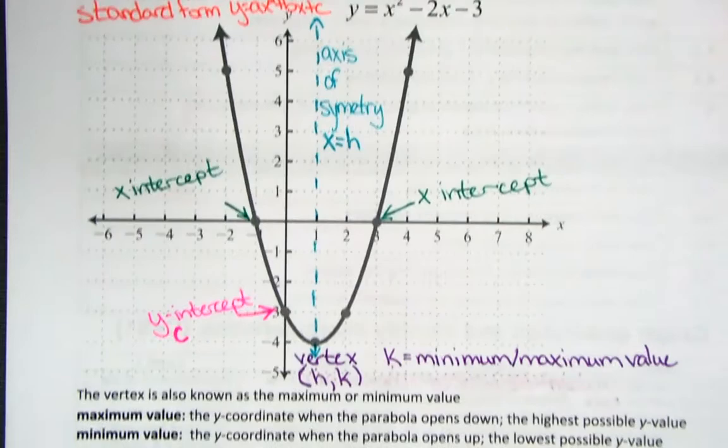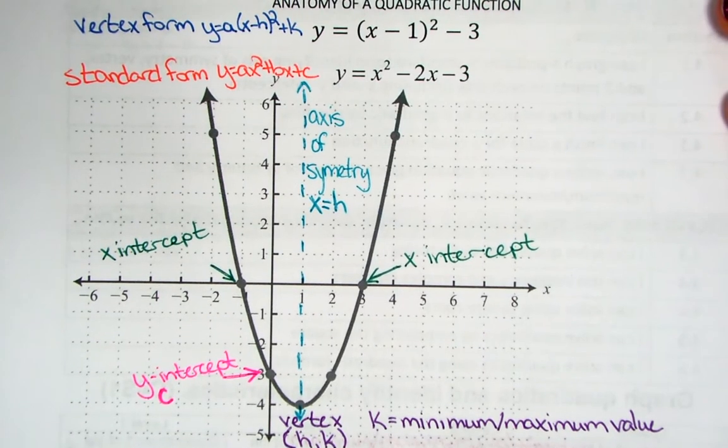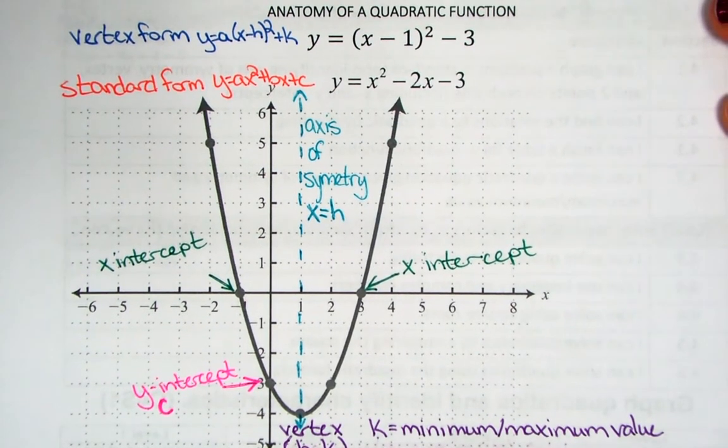Before we jump into graphing a quadratic, we need to do and know a little bit of background info. The first info that we need to know is that there are 2 forms that a quadratic equation can come in. It can come in vertex form, which is a times x minus h squared plus k. And that looks very similar to our vertex form that we saw in an absolute value equation.